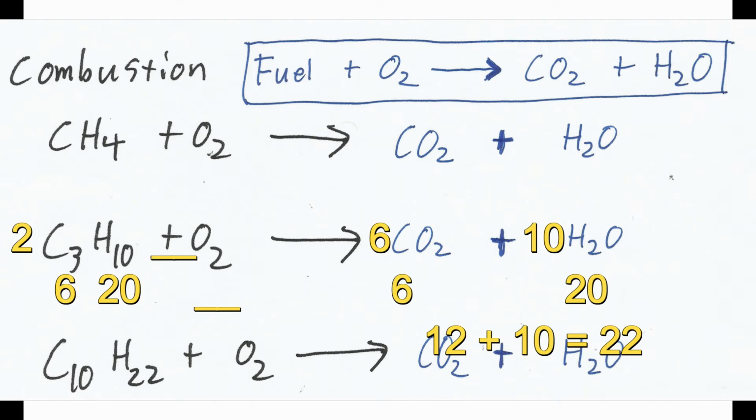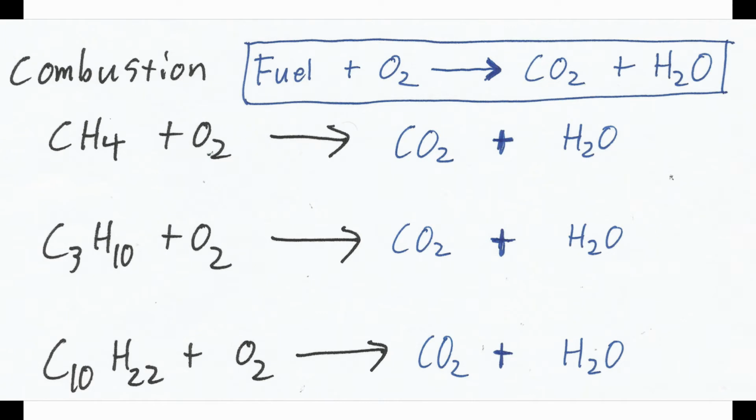Add up your oxygens now. 10 times 1 is, 6 times 2 is, add them together. What do you get? What times 2 will give you 22? It's a little trick. RP, carbon, hydrogen, oxygen: 10, 22, 2, 1, 2, 3.